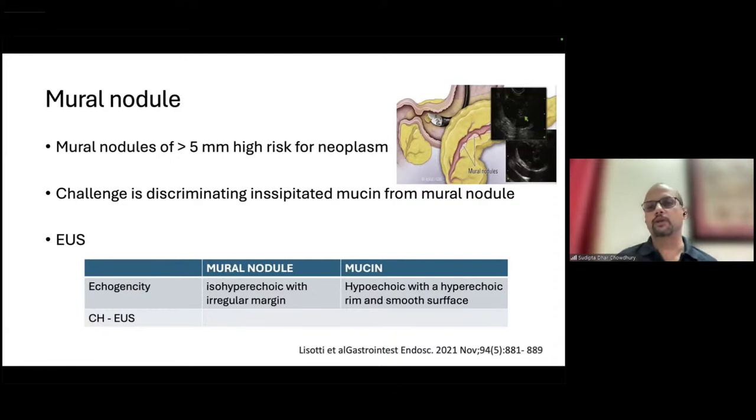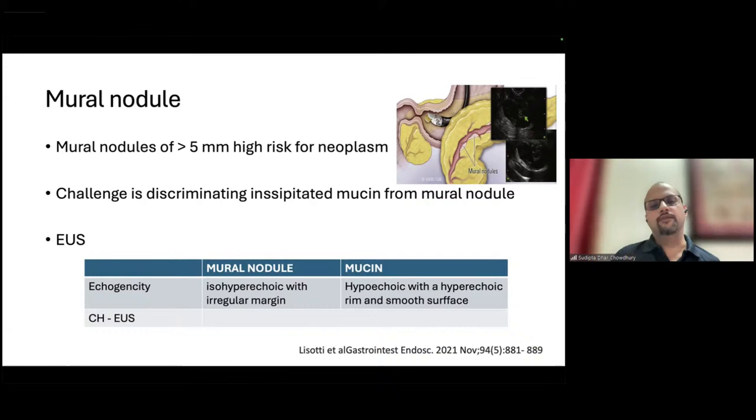The one thing I've been talking about for the last couple of slides has been mural nodules. Now, what are mural nodules? Mural nodules are formed in the wall of the cystic neoplasm, predominantly seen in IPMN, in the form of a thickening of the wall or a blip. The problem with mural nodules is that sometimes, even in IPMN, which secretes so much mucin, it's very difficult to discriminate between inspissated mucin and a mural nodule. EUS helps to a certain extent: on echogenicity, mural nodules are hyperechoic or isohyperechoic with irregular margins, whereas mucinous lesions are usually hypoechoic with a hyperechoic ring. But these are very subjective and sometimes difficult to discern.